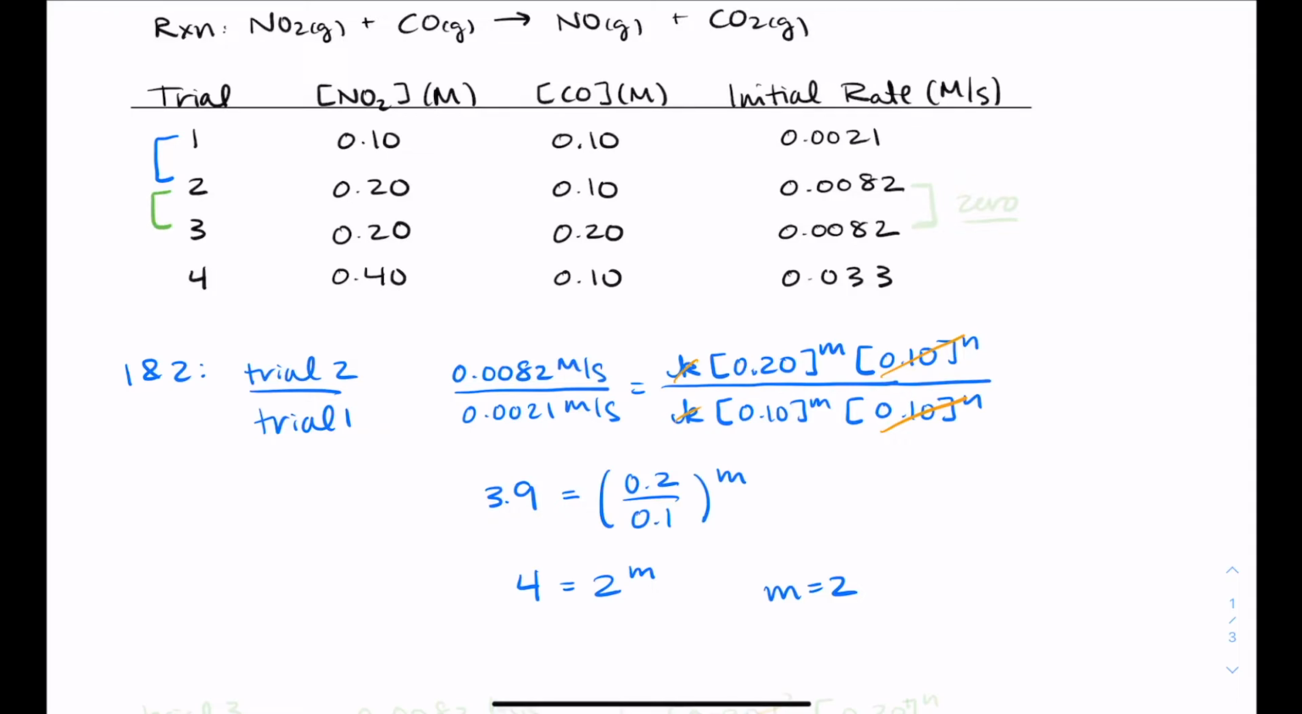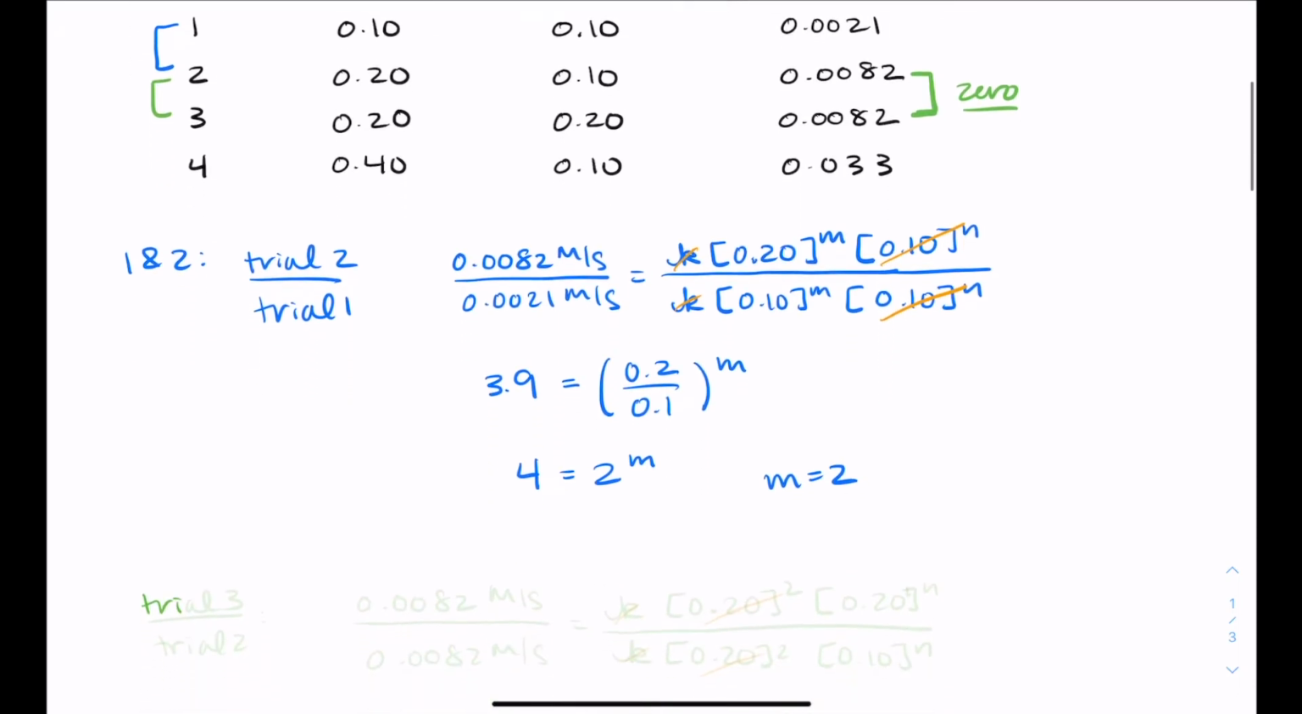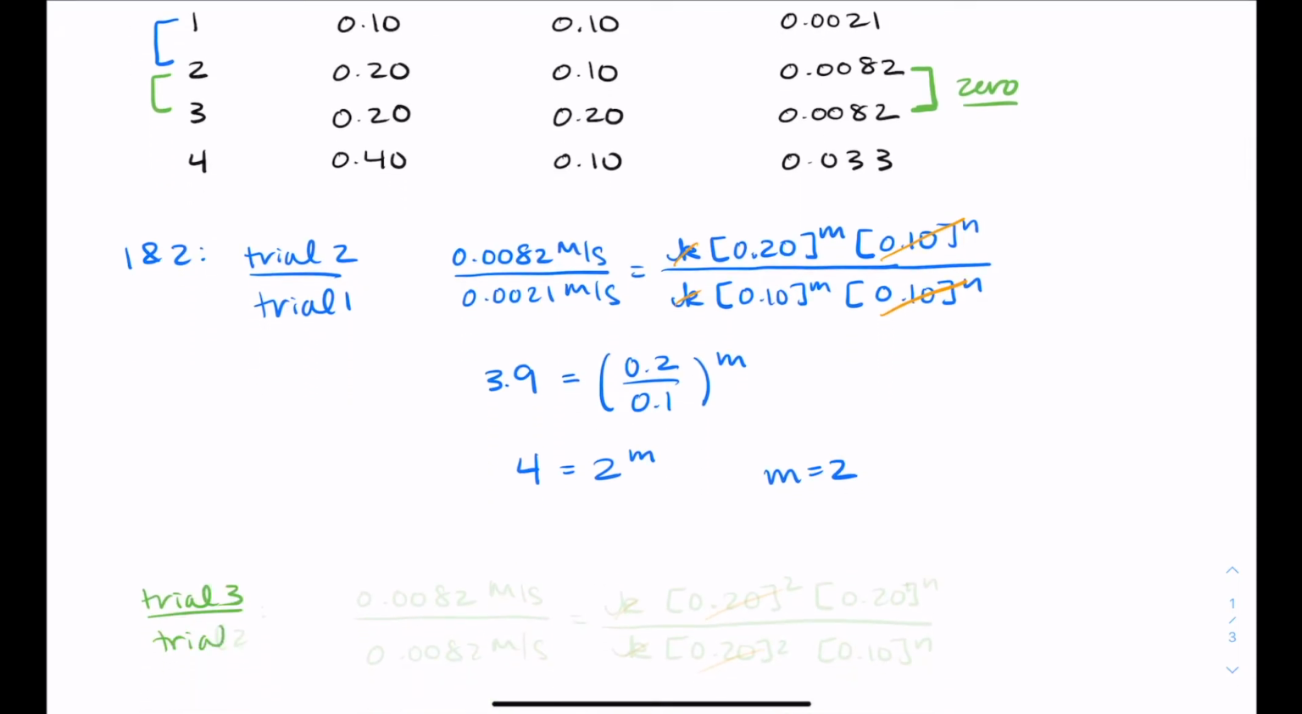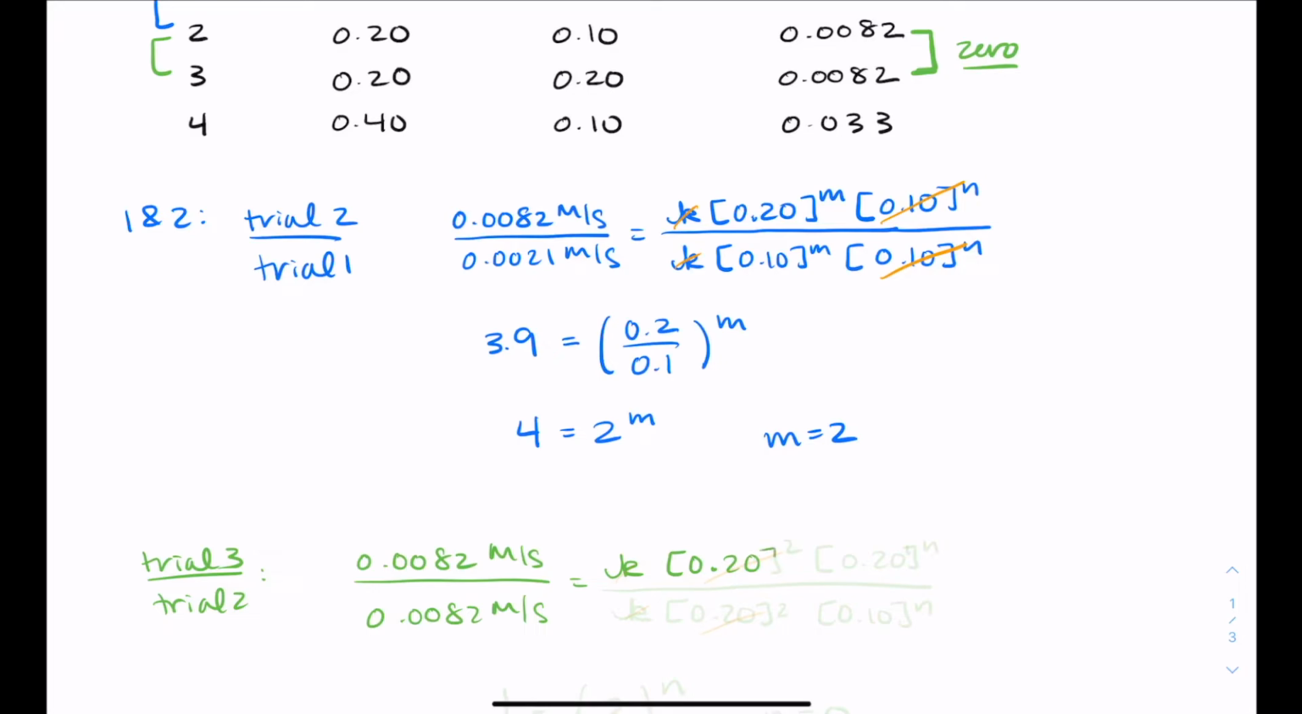Let's do the carbon monoxide change, which we might be able to do by inspection. We'll set it up mathematically either way. In trials 2 and 3, my NO2 stays the same, my CO changes, and my rate doesn't change. So, without doing the math part, I changed the concentration of carbon monoxide and my rate did not change, so there's no dependence on the concentration of carbon monoxide in the rate of this reaction, according to the rate law.